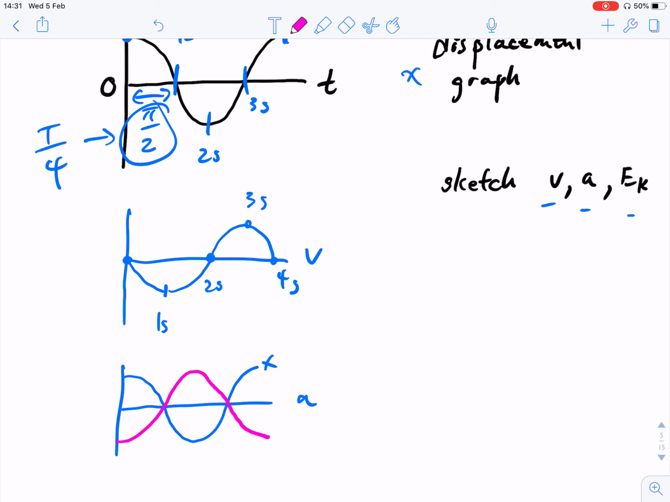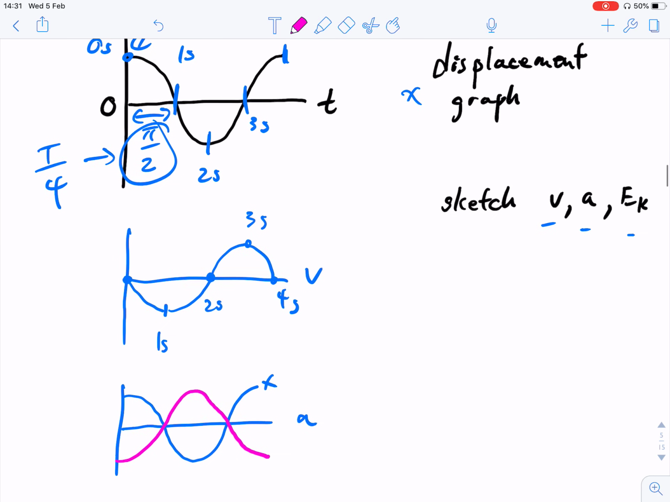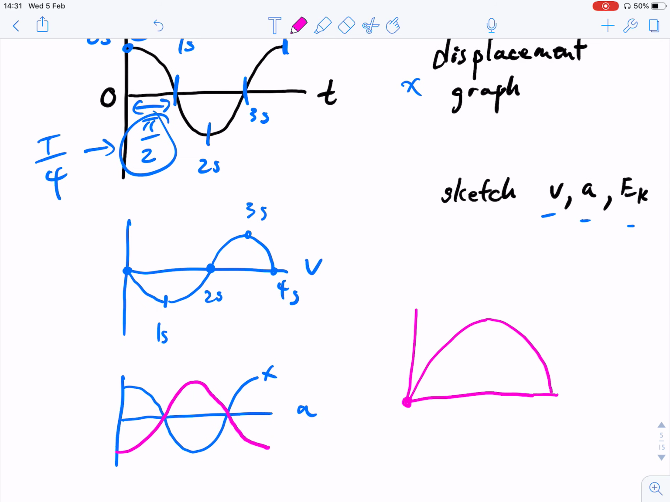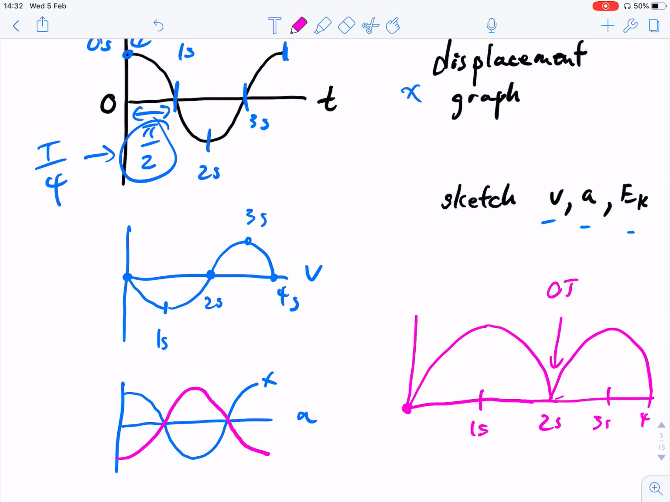And lastly, kinetic energy. If it was starting off at a maximum displacement, that means it has no energy. So it's starting off with no energy, and then it's reaching a maximum energy going back down. Over the entire duration, it would be 1 second, 2 seconds, and then it would go back up, back down again, so 3 seconds, 4 seconds there. Each time, it does drop back to 0 joules of energy once it reaches its maximum points.